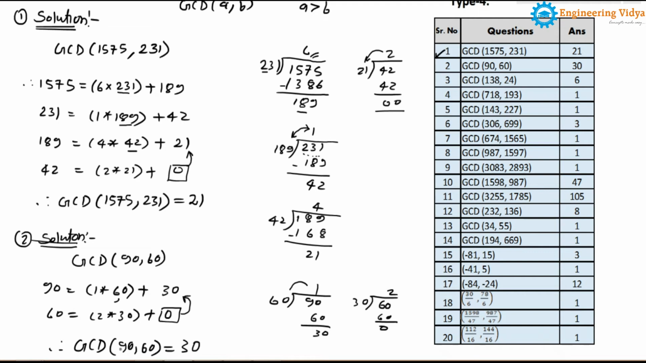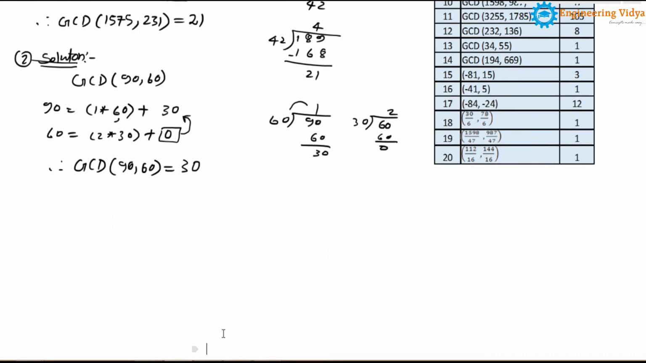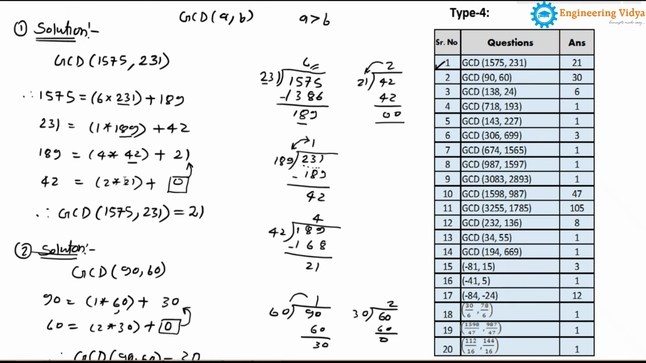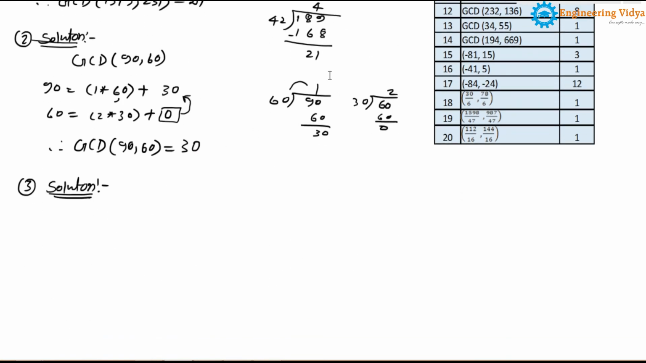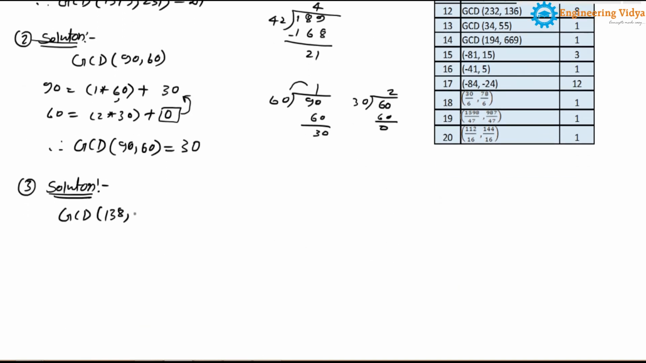So hence here we have solved sum number 2. In a similar way we can solve sum number 3 also. In sum number 3 they have given 138 and 24. So here we'll write 138. Here we need to find the GCD of 138 and 24, right? To find the GCD, again the same concept.